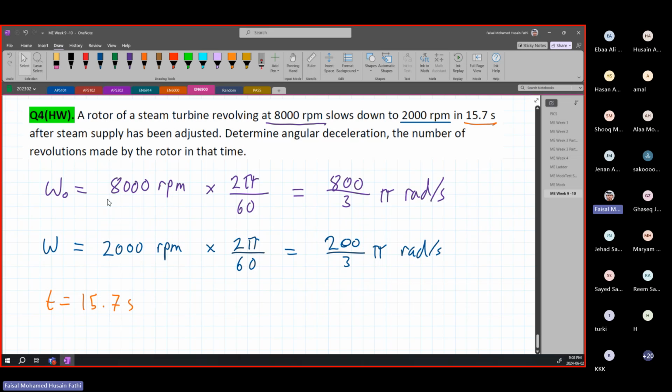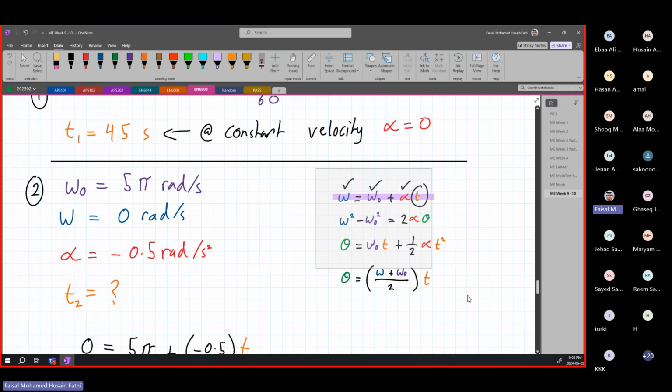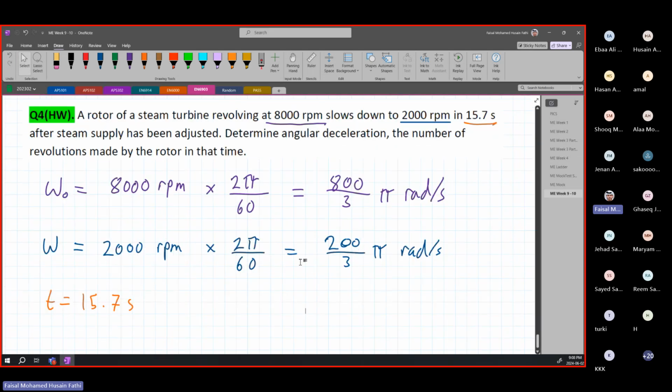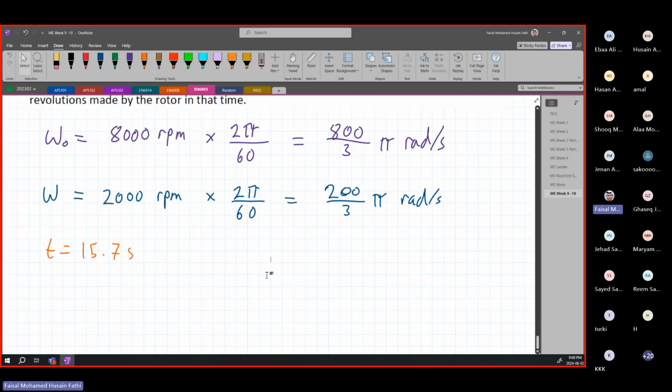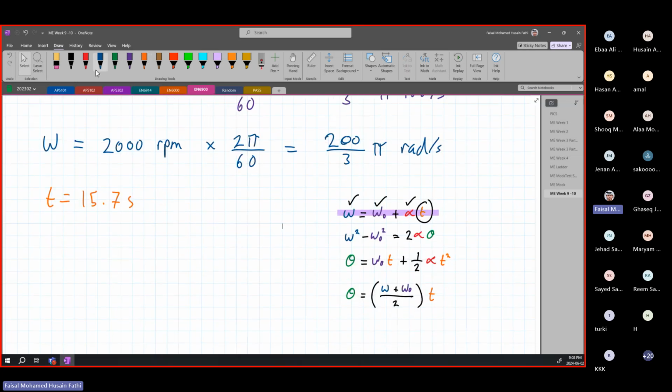So from this, we already have 3 knowns. When we have 3 knowns, we can solve basically for anything using this set of equations. Okay? So let's first see what they want us to find. Determine angular deceleration. So that's the first part. They want us to find angular deceleration. In other words, we need to find alpha. So part A, we need to find alpha.